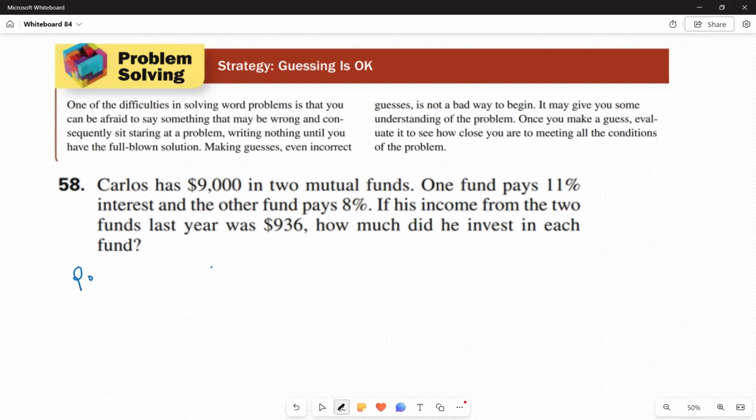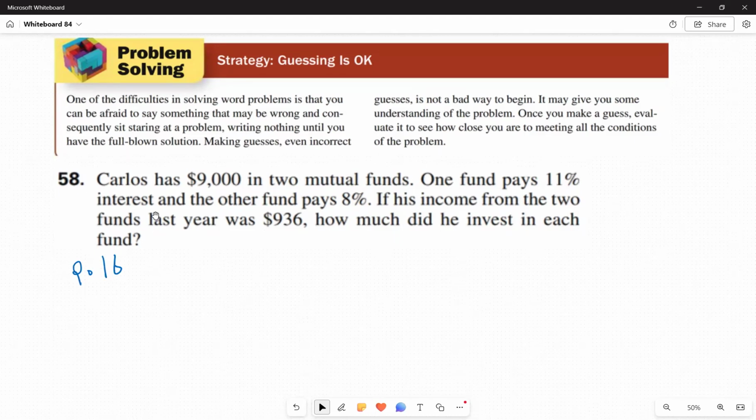That's on page 16. So let's suppose that Carlos has $9,000 in two mutual funds. One fund pays 11% interest, and the other fund pays 8%. If his income from the two funds last year was 936, how much did he invest in each fund? That's all the information we have.